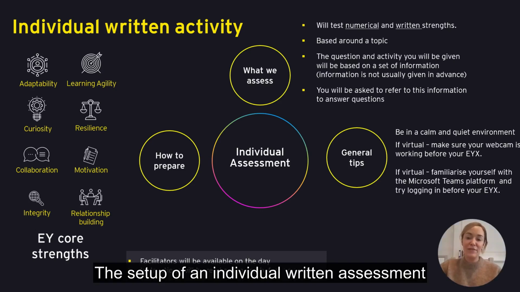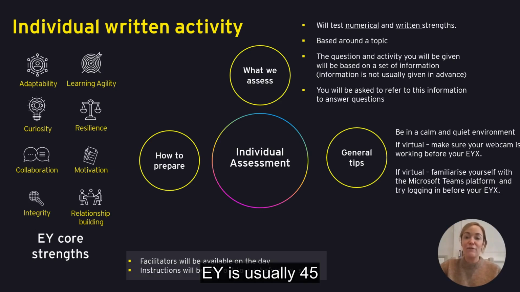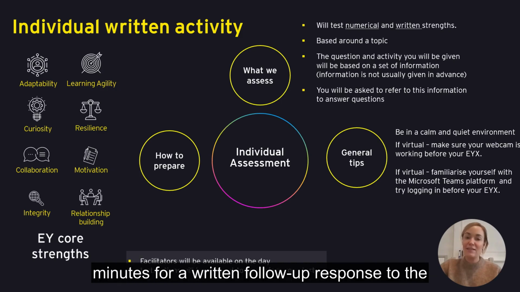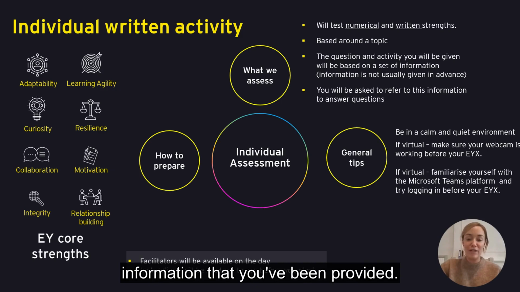The setup of an individual written assessment at EY is usually 45 minutes. 25 minutes for a review of information and answering numerical questions, and 20 minutes for a written follow-up response to the information that you've been provided. An assessor will be present to help as timekeeper, and it's likely to give you a halfway call out and a 5-minute call out before the end of the session.